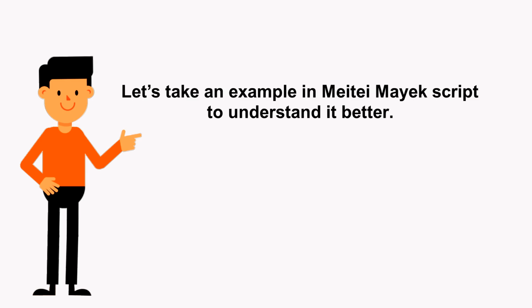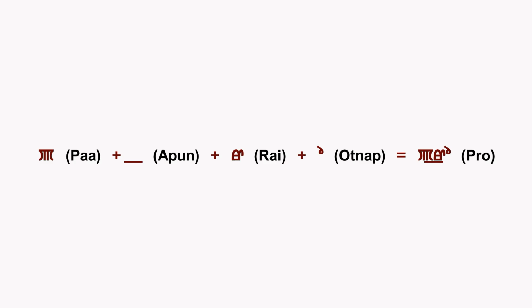Let's take an example in Meitei Mayek script to understand it better. Pa, apun, rai, onap, pro.